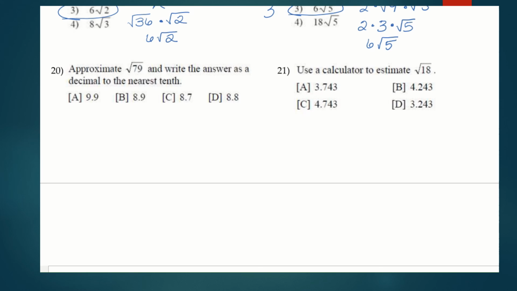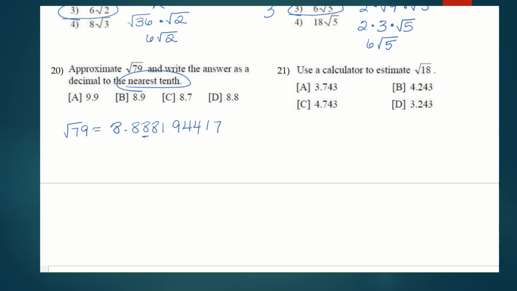Or I'm sorry, I apologize. You're going to hit the x squared key first. This is tomorrow stuff I'm already getting into. So go ahead and hit second x squared, my apologies, and then type in 79, close your parentheses. So the square root of 79 is 8.888194417. We're going to round to the nearest tenth.